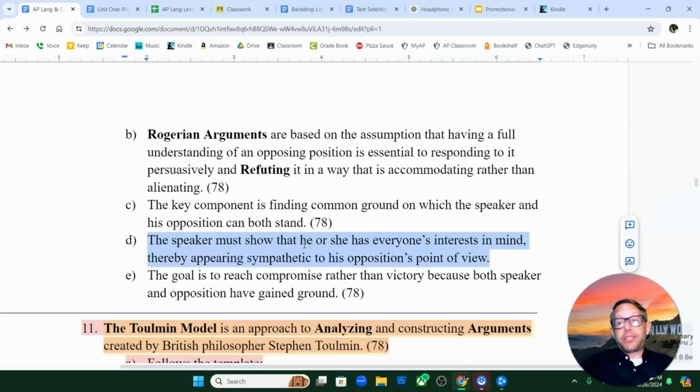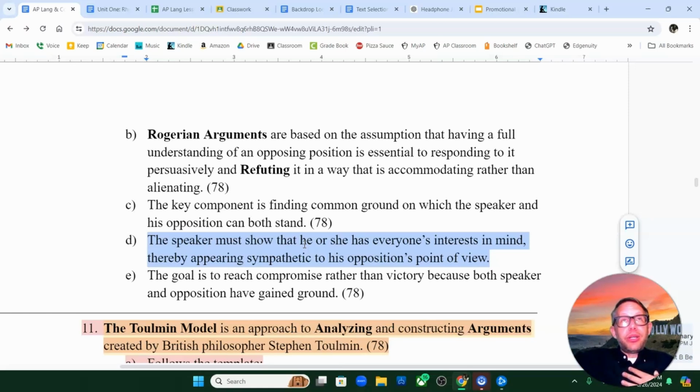What's really important about this kind of argumentation is you need to demonstrate that you have everyone's interests in mind. And that's a really unique perspective to have, because under normal circumstances, as far as rhetoric is concerned, it's just supposed to be that I have you, the audience, and your best interests in mind. And really, I don't even have my best interests in mind, and I certainly don't have my opponent's best interests in mind. So that's normal rhetoric.